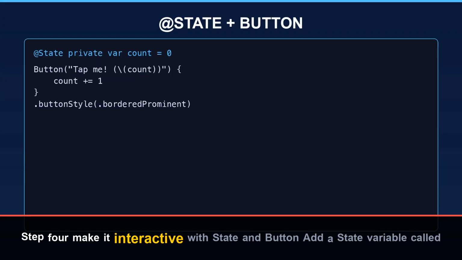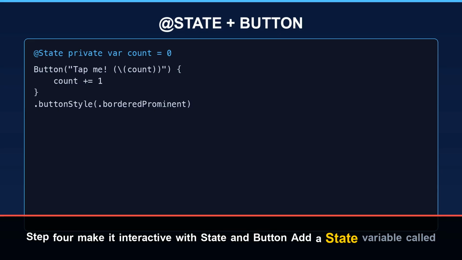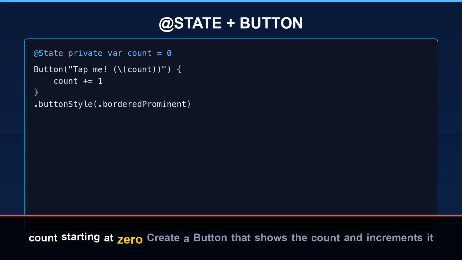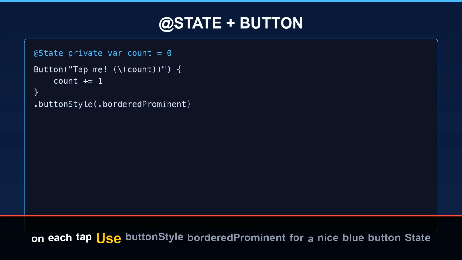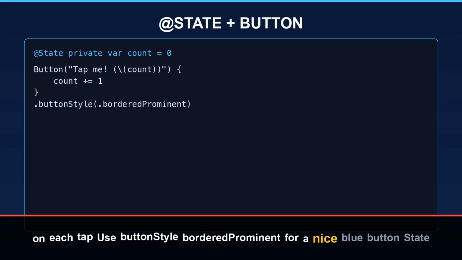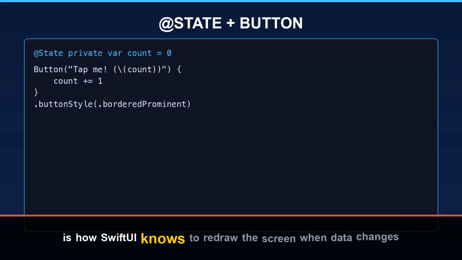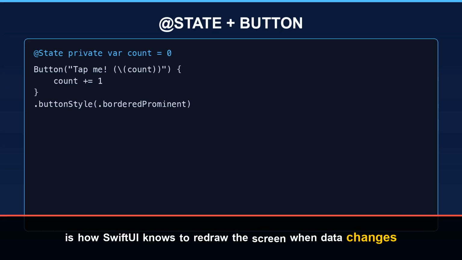Step 4. Make it interactive with state and button. Add a state variable called count, starting at 0. Create a button that shows the count and increments it on each tap. Use button style bordered prominent for a nice blue button. State is how SwiftUI knows to redraw the screen when data changes.